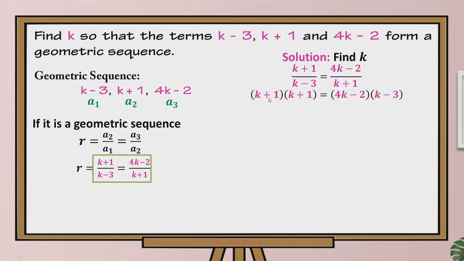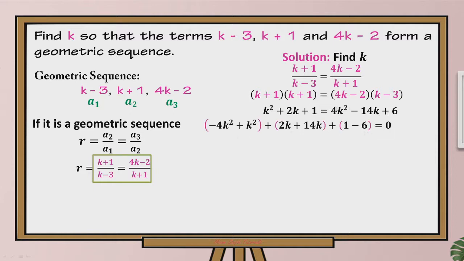So, pag nag-FOIL method tayo dito at saka dito, this will be the result. K squared plus 2k plus 1. And the other side will be 4k squared minus 14k plus 6. So, i-group lang natin para maging simplified ang ating equation. So, ang nangyari dito is, we just transpose these terms here to the other side of our equation.